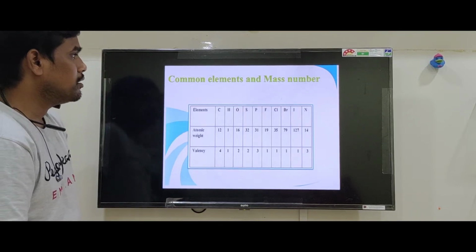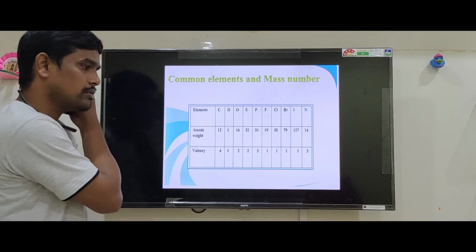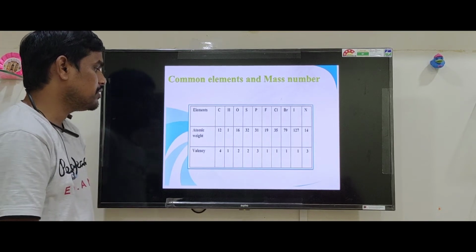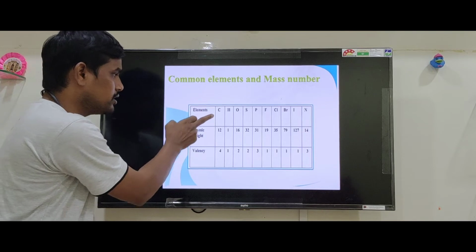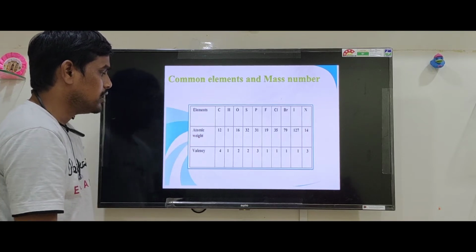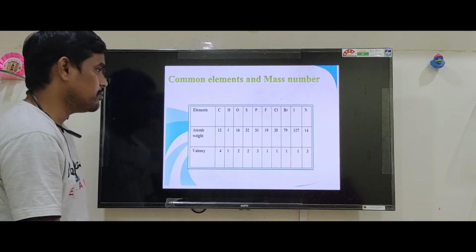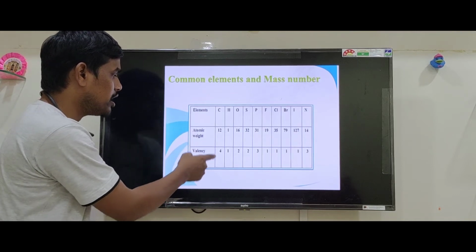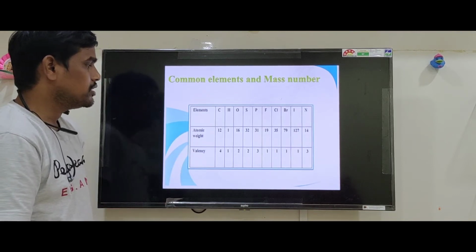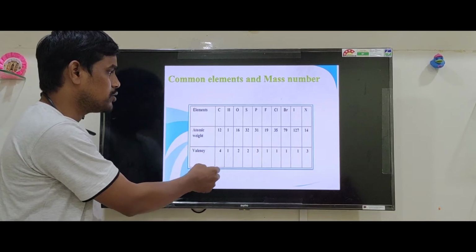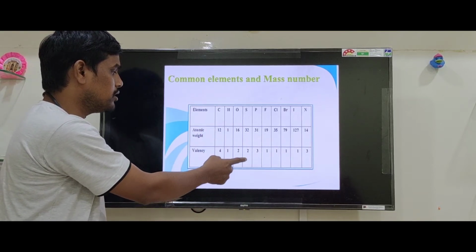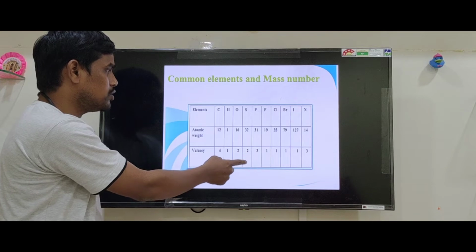Common elements and mass number. For example, we have some common elements and their atomic weight and valency. Carbon: atomic weight is 12 and valence is 4. That's why we have tetravalency and catenation of carbon. Hydrogen: atomic weight 1, valence is 1. Oxygen: atomic weight 16, valence is 2. Sulfur: atomic weight 32, valence is 2.